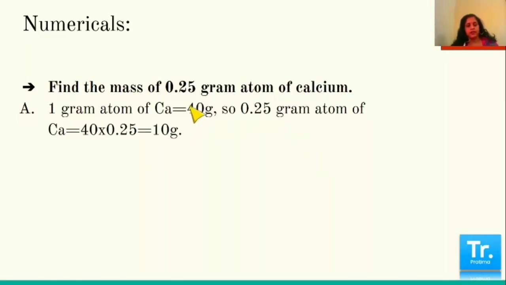Find the mass of 0.25 gram atom of calcium. If you remember, 1 gram atom of calcium is 40 gram. The definition itself says that when it is a gram atom, it is the mass of that atom in grams. So 1 gram atom of calcium means 40 gram. So 0.25 gram atom of calcium is 40 into 0.25, which is 10 gram. Simple. This was a very simple question. Okay, next.